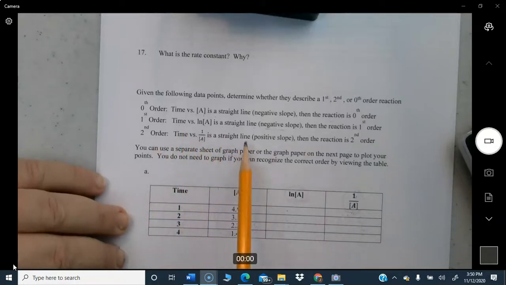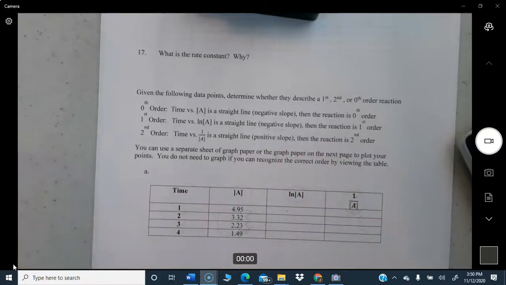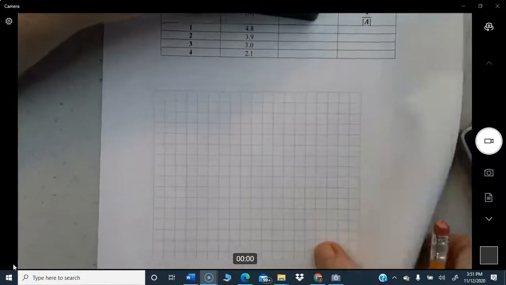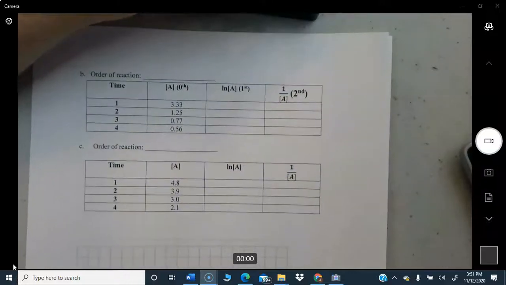Time versus 1 over A is a straight line with a positive slope. Then the reaction is second order. And again, it is possible that none of these would produce a straight line, and it wouldn't be any of those. So I gave you 3 of these problems. There's A, and there's B and C.